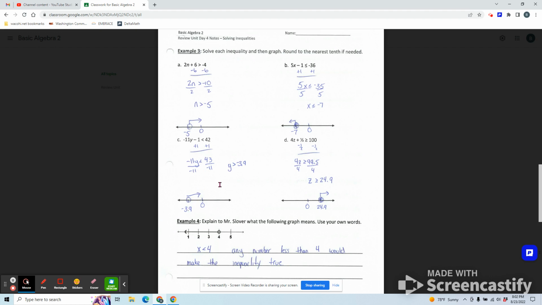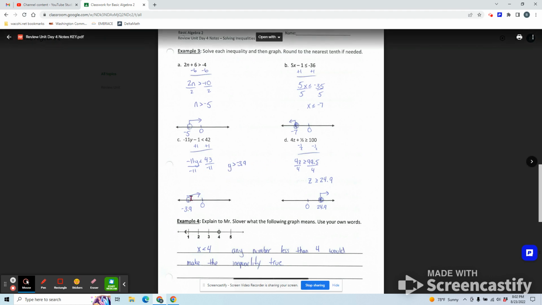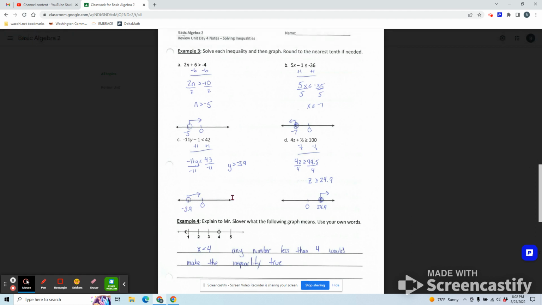And then I graph it. My variable's on the left. The arrow here is pointing to the right. So I draw an arrow to the right. It's an open circle.